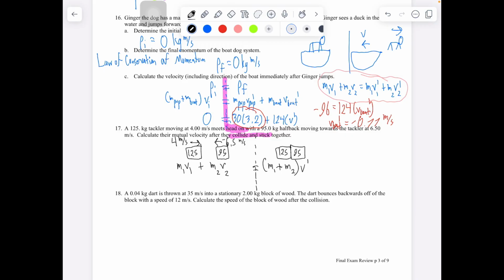If we plug everything in, well, we have 125 kilograms times 4 meters per second plus 95 kilograms times negative 6.5 meters per second. Make sure you remember that negative. That is absolutely crucial. Is equal to 125 plus 95, and that quantity times our velocity. If we go ahead and do all of this in our calculator, we should come away with that velocity negative 0.53 meters per second.